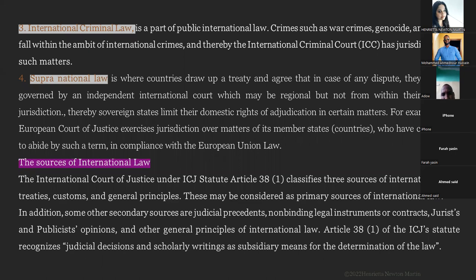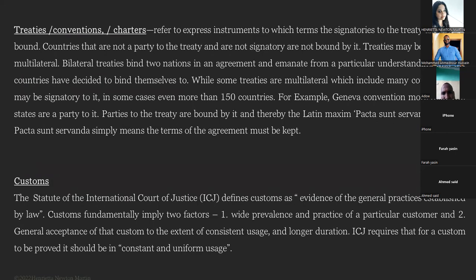Then non-binding legal instruments or contracts, juris and public opinions, and other general principles of international law. Then Article 38, subclause 1 of the ICJ Statute recognizes judicial decisions and scholarly writings also as subsidiary means for the determination of the law. So they are saying that even scholarly writings could be a subsidiary source of international law.